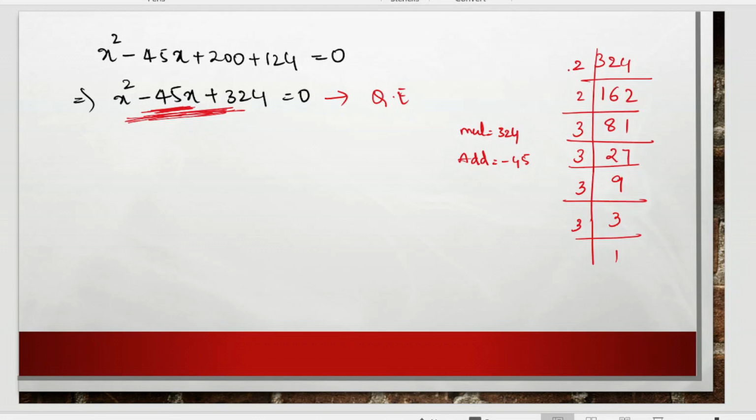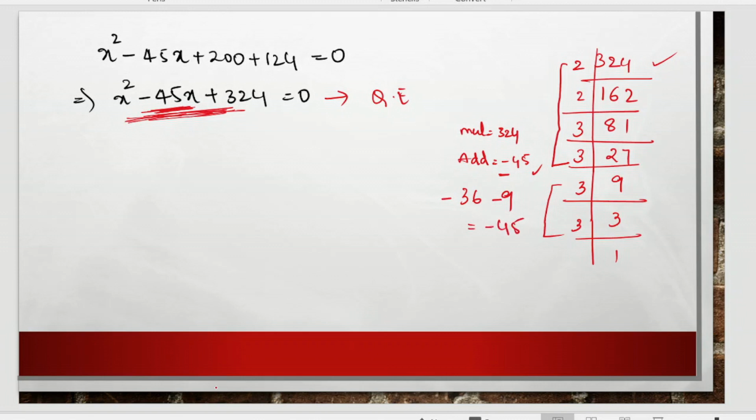So let us divide them. 2 twos are 4, 4 threes are 12, 12 threes are 36, and 3 threes are 9. So 36 and 9. If you multiply them, you will get 324. If you add them, you will get 45, right? But you need to get minus 45. So let us take minus 36 and minus 9, which is minus 45.